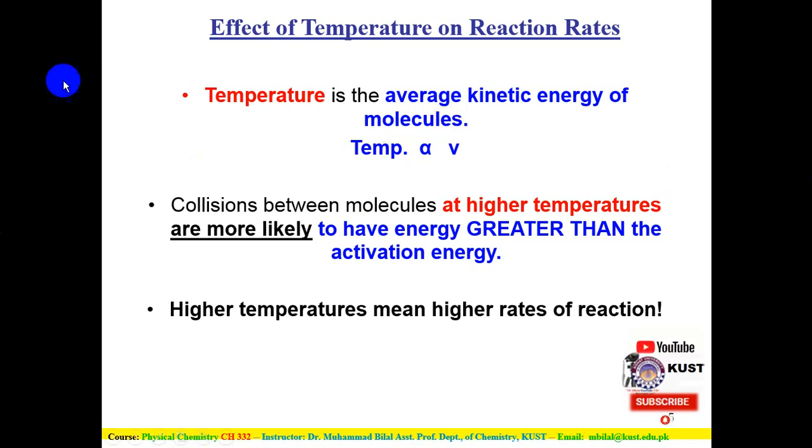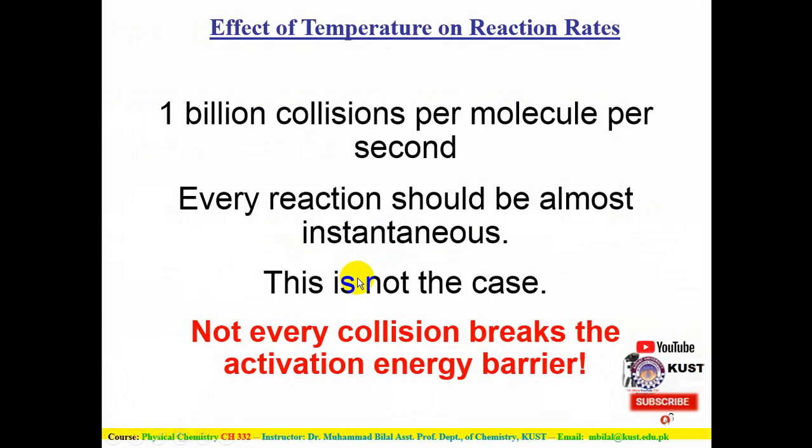So as we know, temperature is the average kinetic energy of molecules, and average kinetic energy is equal to 1/2 mv². So the higher the velocity of molecules, the higher the temperature. So increasing the temperature means we increase the velocity of molecules, and as velocity increases, the collisions between the molecules increase, and most molecules will have greater energy than the activation energy, so they will easily convert into the product, and the rate of the reaction will be increasing.